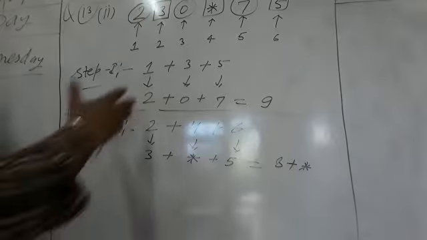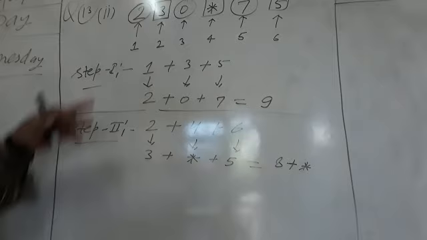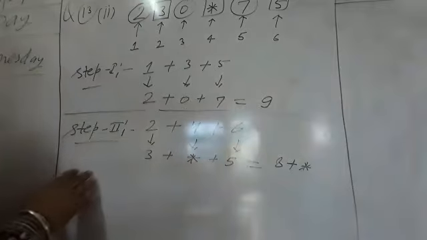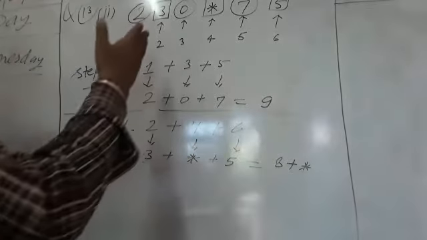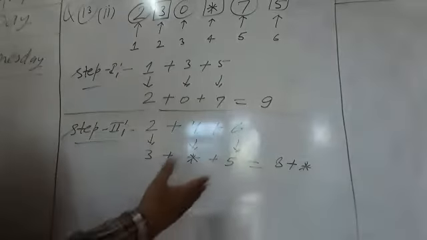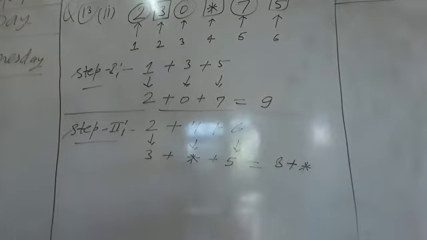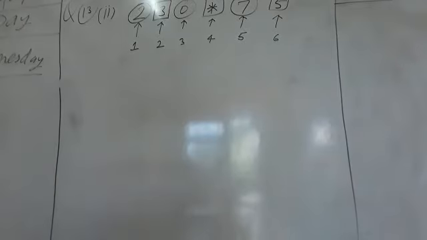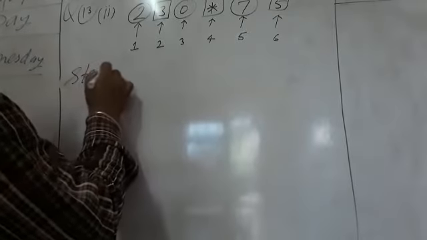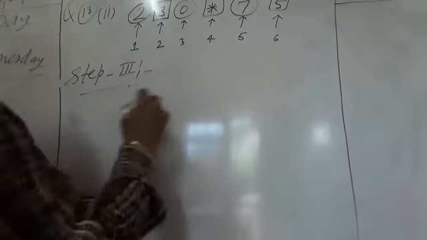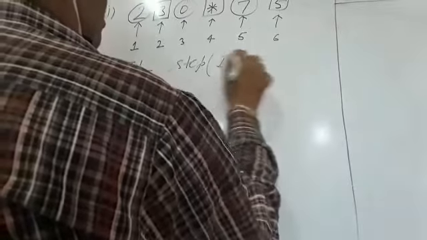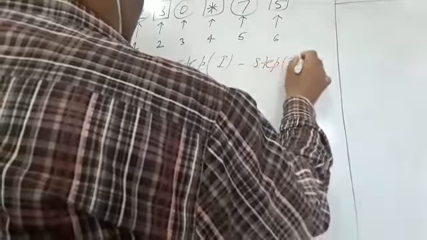We add the sum of odd places. We are taking odd places and circling them. After adding, you get 9. In step 2, we put a rectangle around the even places, and the sum of it is 8 plus star. Now we move to the third step. Step 3 is step 1 minus step 2. Is it clear?